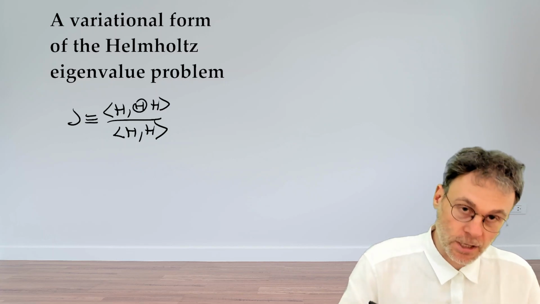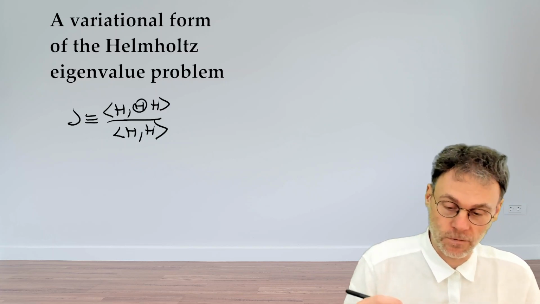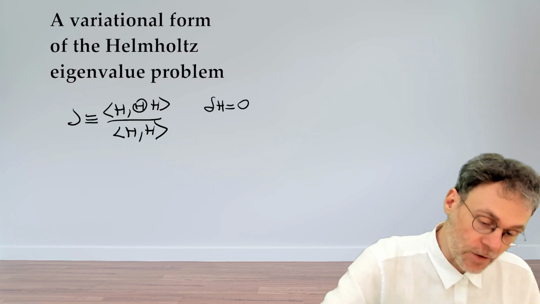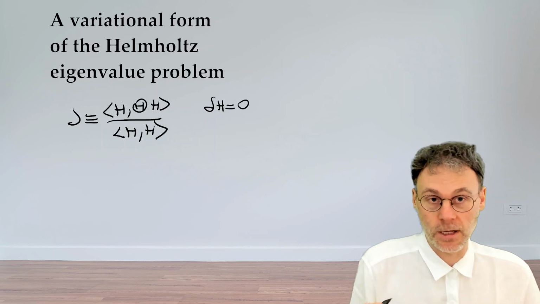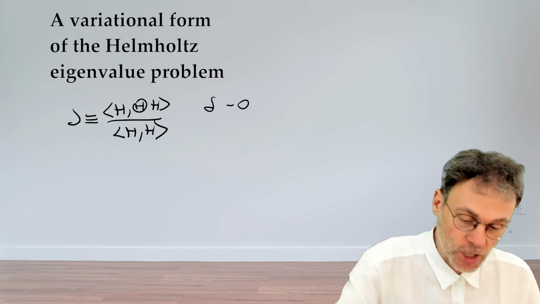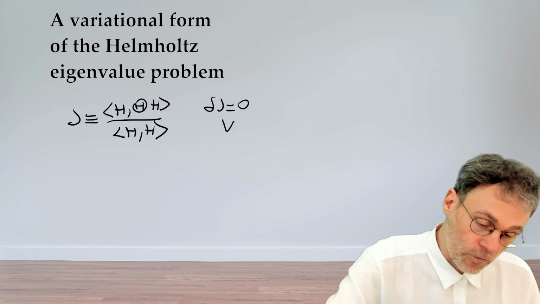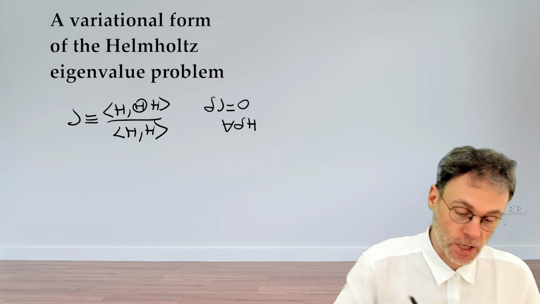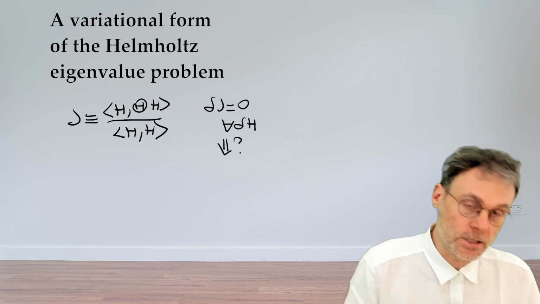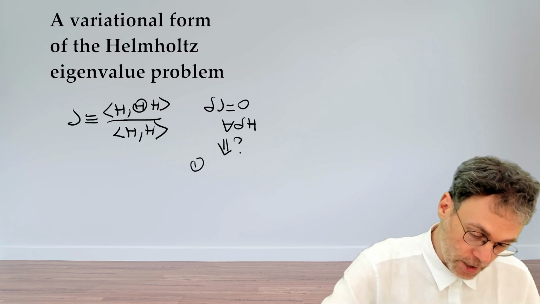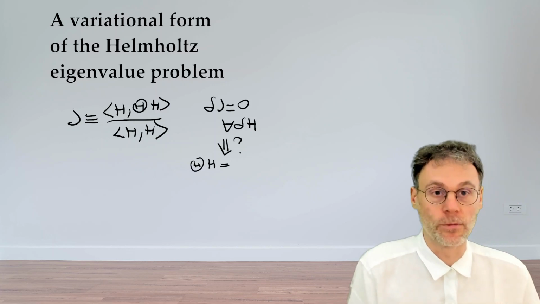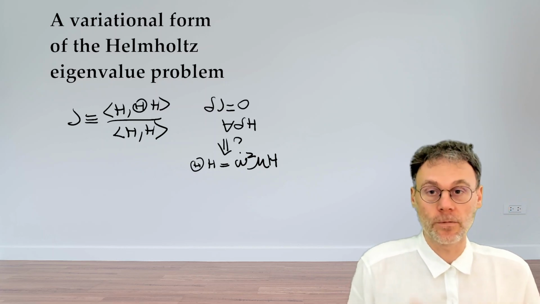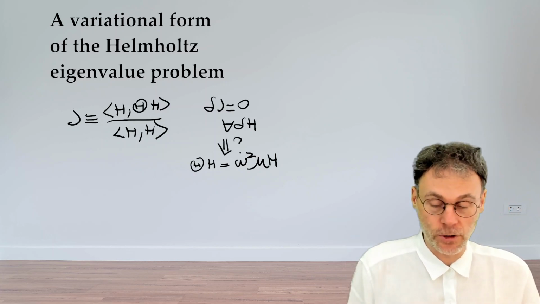This basically means that if we have a solution to this variational form, namely if we end up in a situation where we find a field distribution where delta j is equal to 0 for all possible variations around that field distribution h, then we would like to know whether this indeed results in us recovering our beloved eigenvalue problem for the Helmholtz equation, which is this guy over here. So that's the goal of this video.